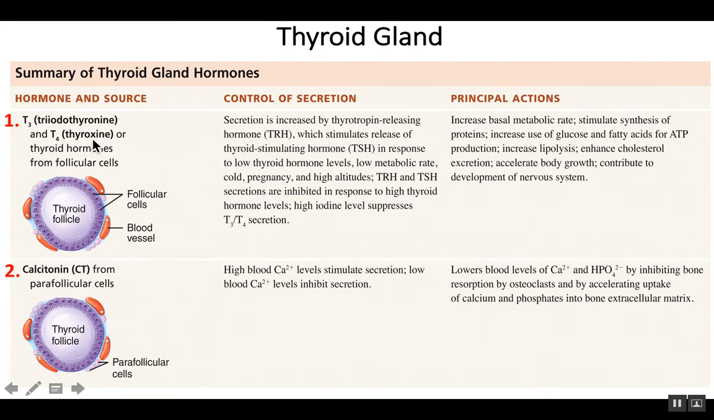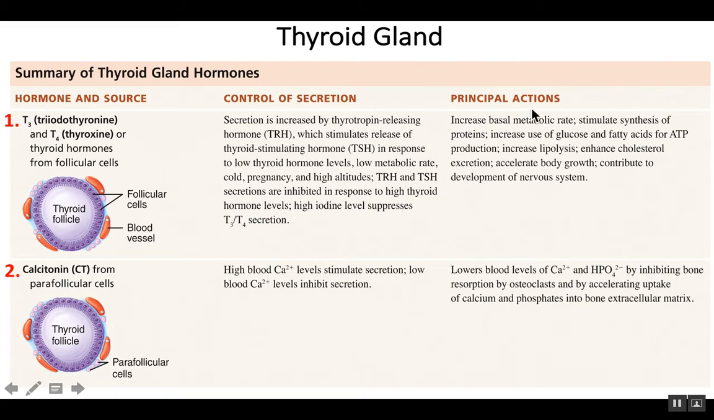Let's look at T3 and T4. The home run is that these two hormones collectively regulate your basal metabolic rate. They do this by boosting metabolism. The definition of metabolism are all these cellular enzymatic reactions that produce energy and use energy.